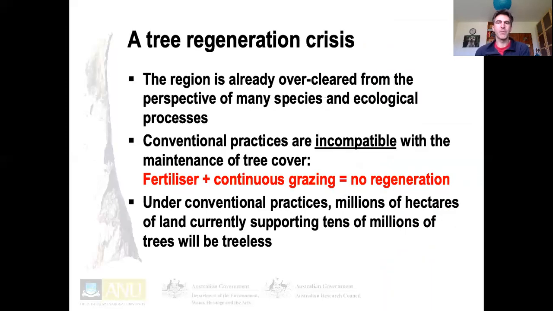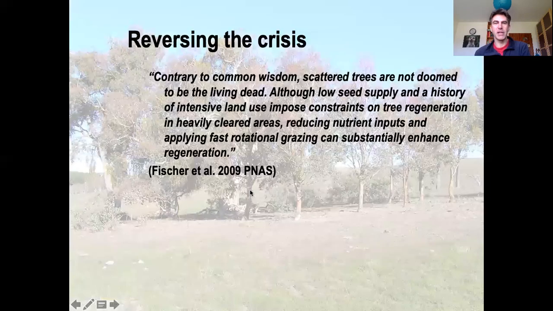for tree regeneration. So what we're finding here is we concluded it's essentially a kind of tree regeneration crisis. You have already overcleared a region, and the conventional practices are that you put on fertilizer and you use continuous livestock grazing, but that basically means you get no regeneration. So if you do that, then millions of hectares of land currently supporting tens of millions of trees across southeastern Australia would be treeless in the future, because there's simply no regeneration over huge areas of land because of this continuous grazing and fertilizer application.